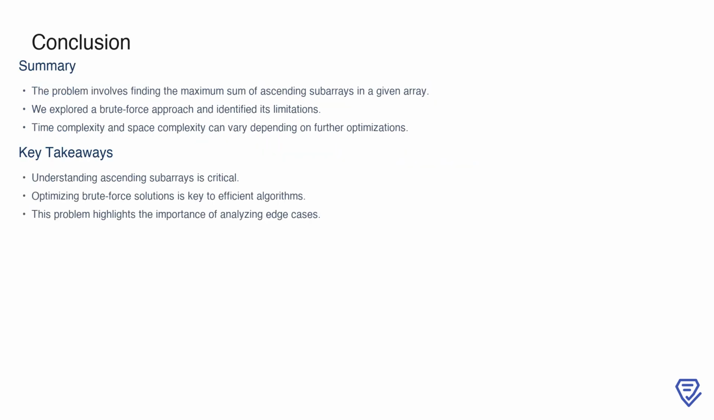Great job! We've tackled problem number 1800, Maximum Ascending Subarray Sum. We summarized the key concepts, the importance of optimization, and the takeaways from solving this problem.